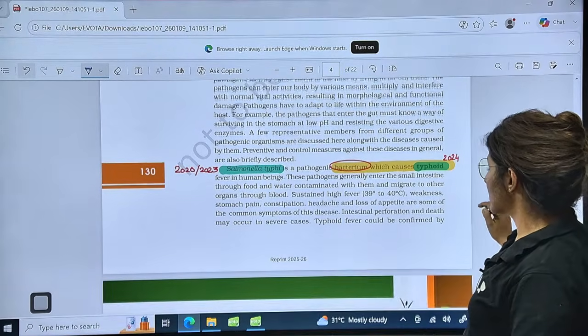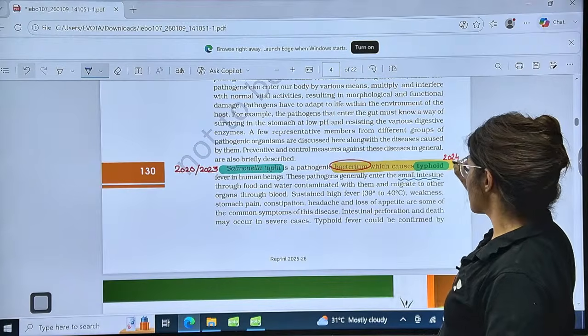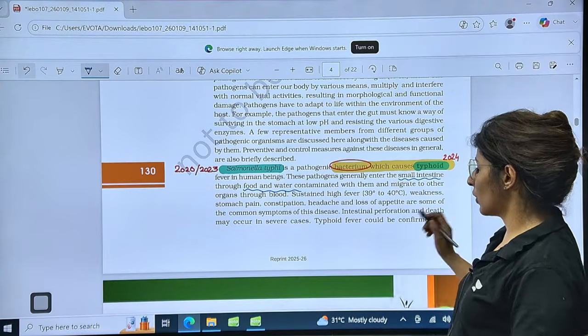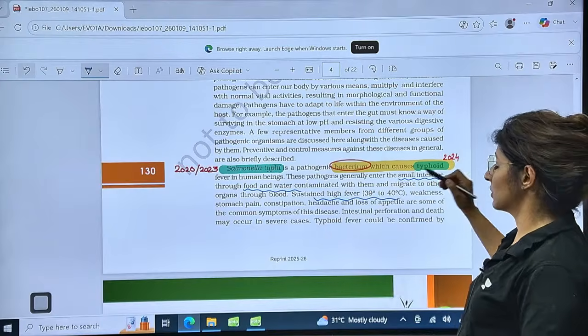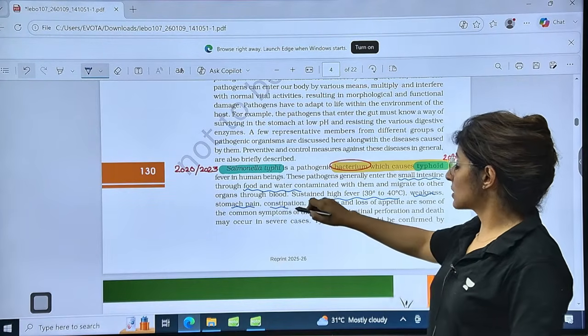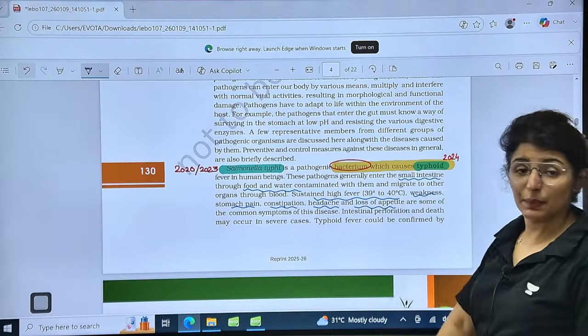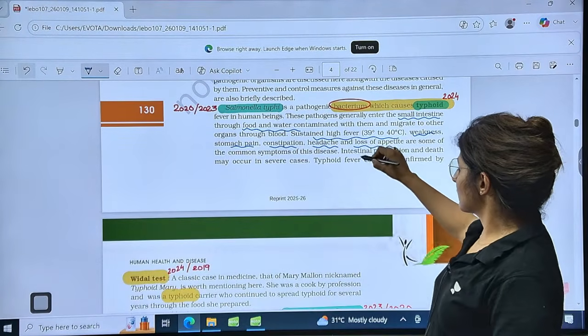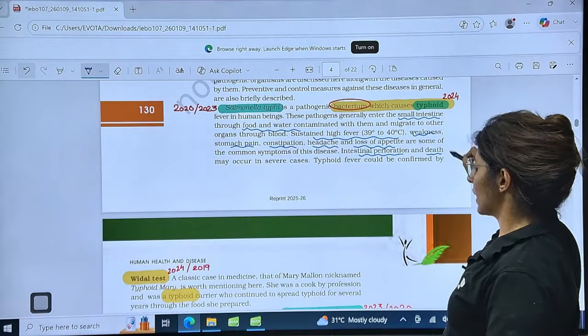And what happens in typhoid? So it affects which part? Small intestine. How does it enter? Through contaminated food and water. What happens? Sustained high fever, 39 to 40 degrees Celsius, weakness, stomach pain, constipation, headache, and loss of appetite. Is that clear? In severe cases, intestinal perforation and even death.